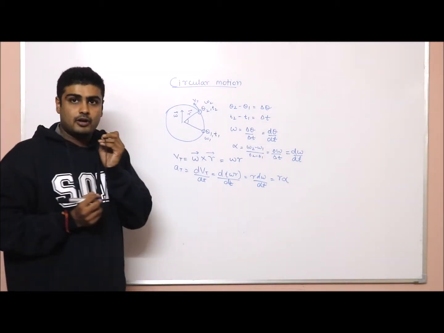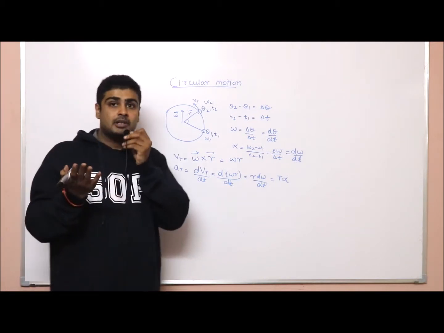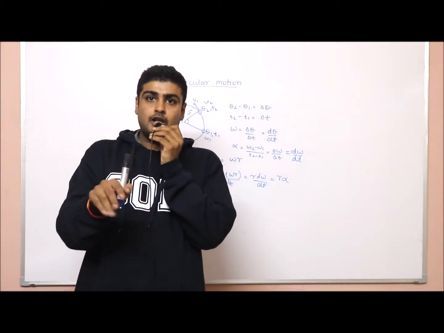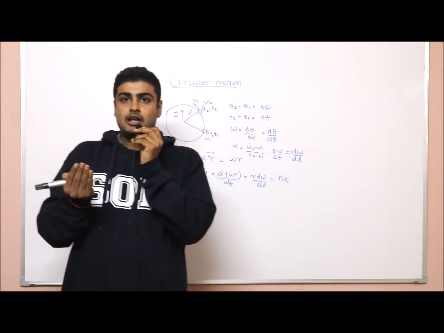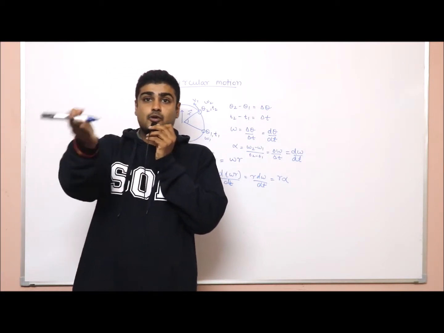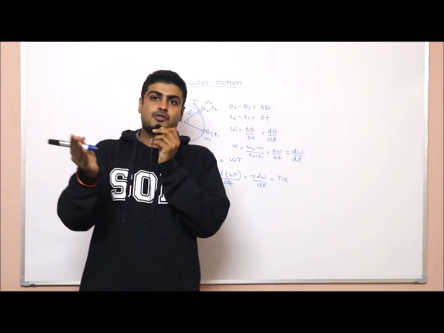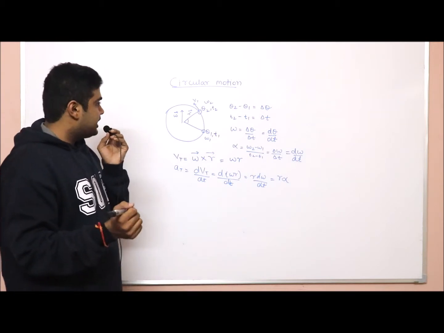The next thing that we are going to do here is, we remember the three equations of motion, right? When there was constant acceleration, we had v is equal to u plus at, s is equal to ut plus half at square, and v square is equal to u square plus 2as. So we can use similar things here.